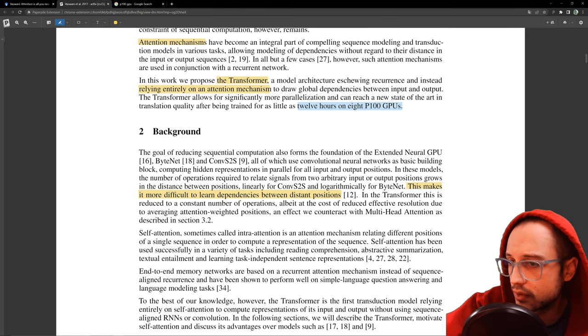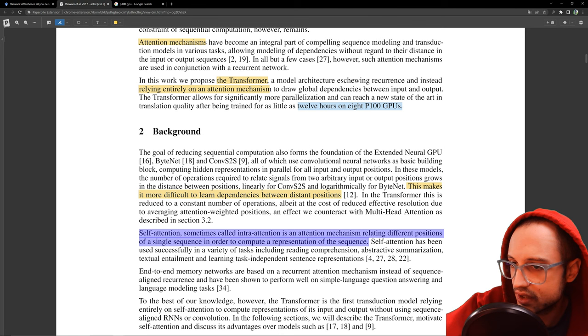Okay, an effect we counteract with attention. Self-attention, sometimes called intra-attention, is an attention mechanism relating different positions of a single sequence in order to compute a representation of the sequence. So the sequence is basically paying attention to itself. Self-attention has actually been used a couple of times. So here they have some references to papers.